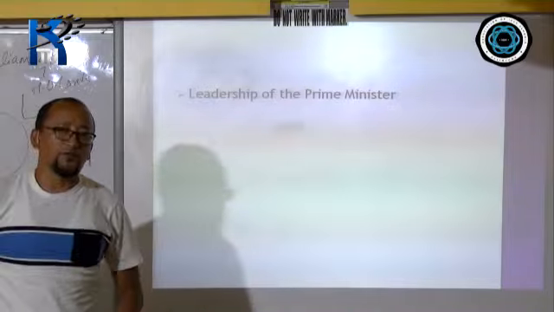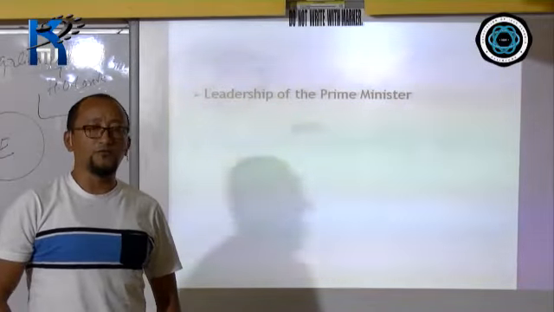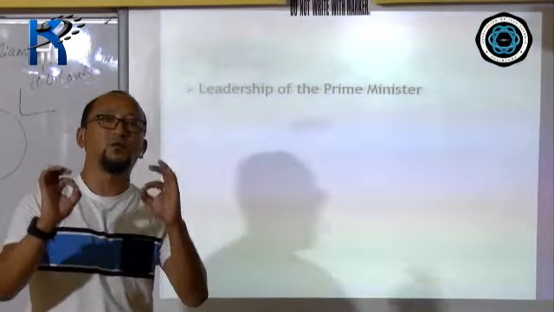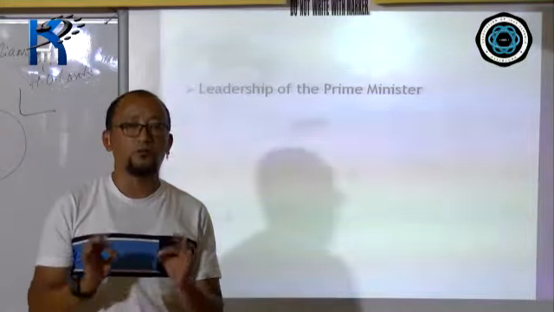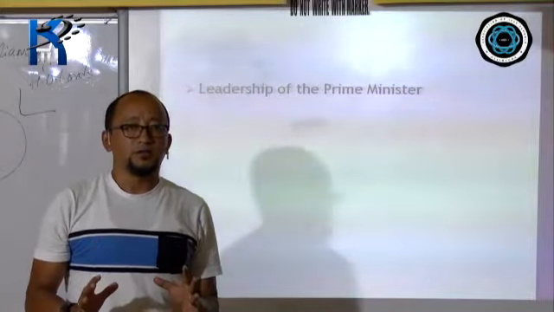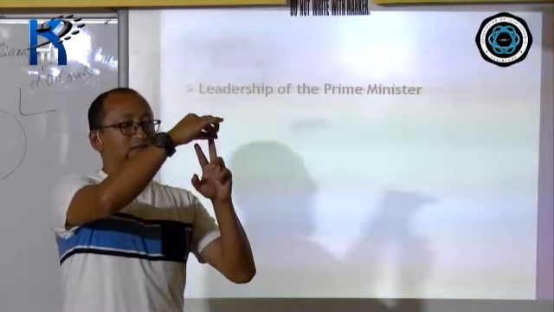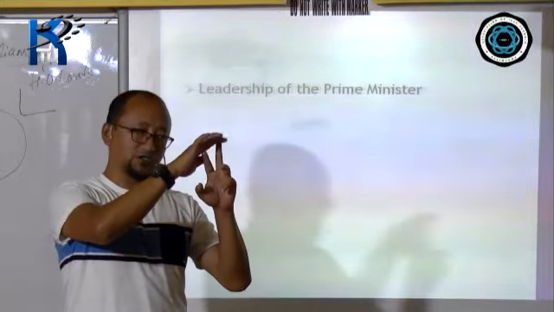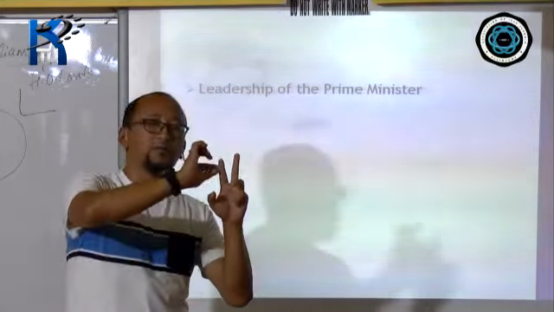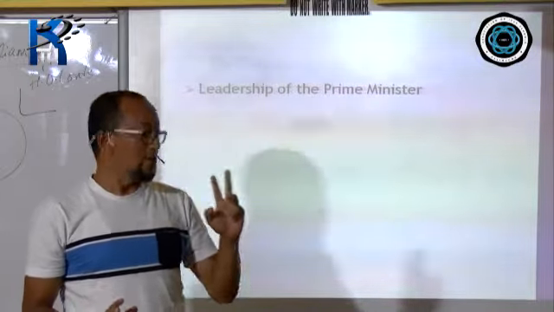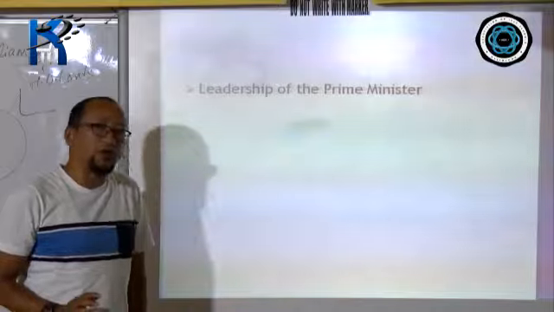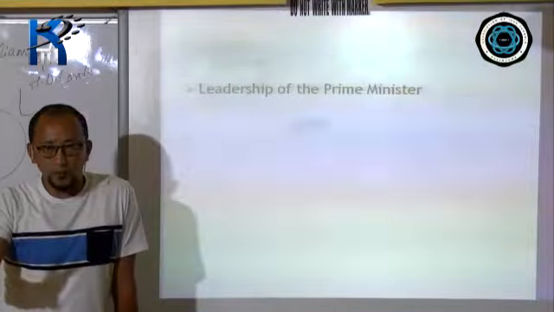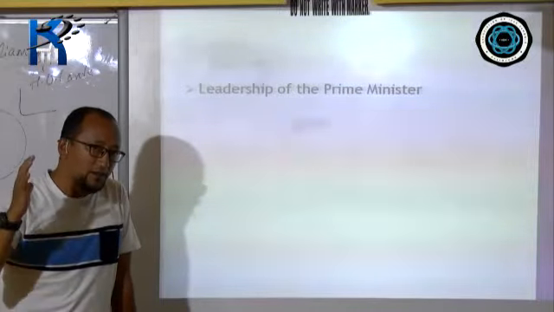Okay, leadership of the Prime Minister. I'm sure all of you agree with me. The Prime Minister is the most powerful person in a parliamentary form of government. The Crown, as in the UK, is just a titular or nominal head. He or she shall always work on the advice of the Prime Minister and the Cabinet. So the Prime Minister is the most powerful person, the leader of the government and the leader of the majority party. All the important decisions are always taken by the Prime Minister.